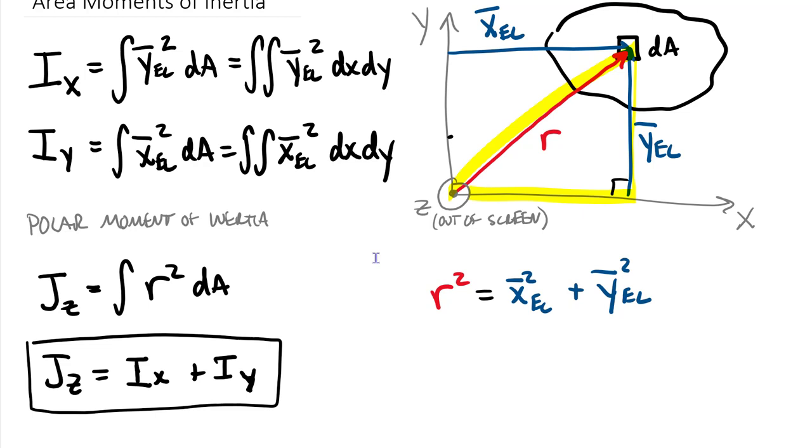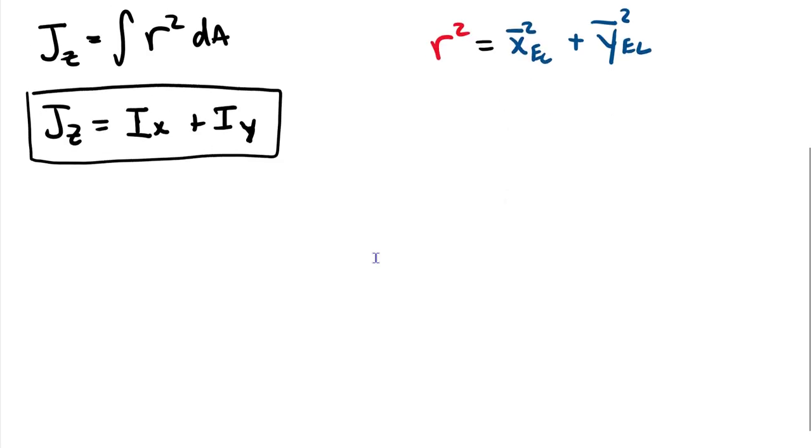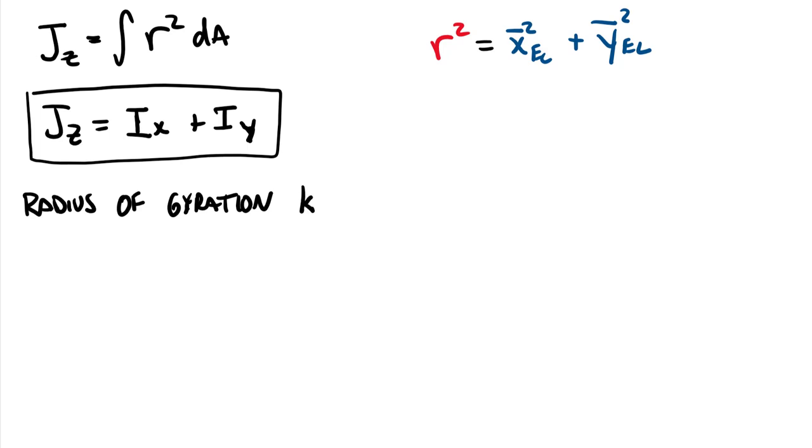All right, one more topic I want to cover before finishing off this intro video is what's called the radius of gyration. And the radius of gyration, we use the small letter k. It's also going to be about an axis. So let me put a little sub O there, about a point or about an axis.